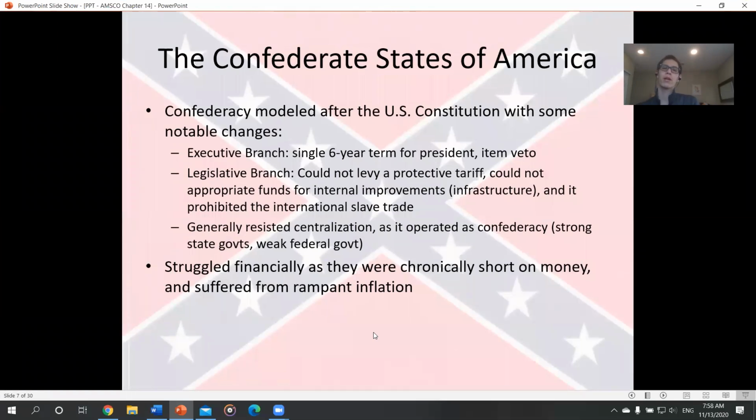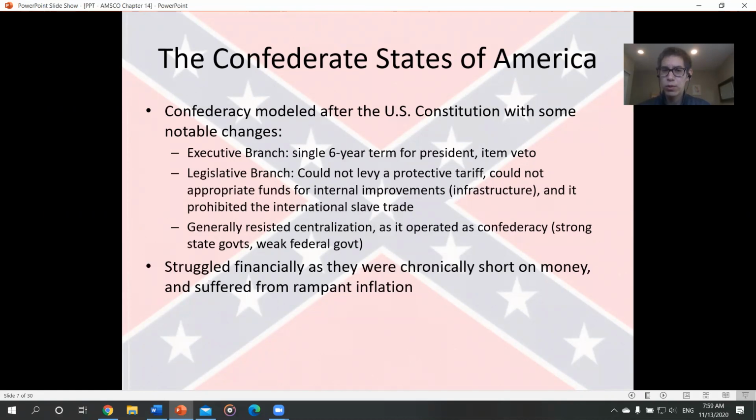And so the South, they rebranded themselves the Confederate States of America, and they modeled much of their constitution on the US Constitution, but with some obvious changes, namely slavery. First, with the executive branch, they had a president, President Jefferson Davis, but they gave him only one 6-year term rather than 4-year terms. They also gave the president the opportunity to do an item veto, which meant that he doesn't have to veto an entire law, but he could just cross out one section of a law. Gives the president more powers.